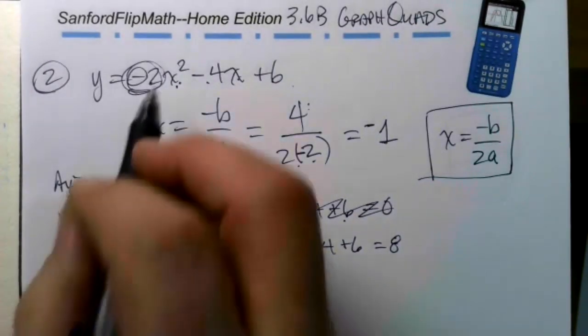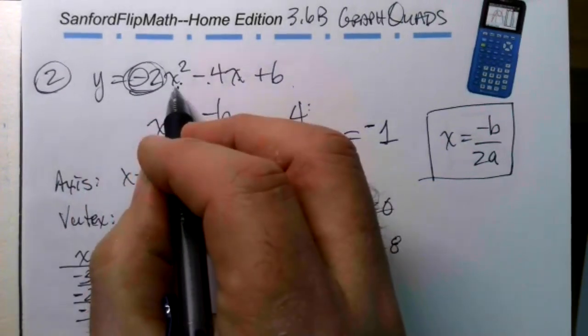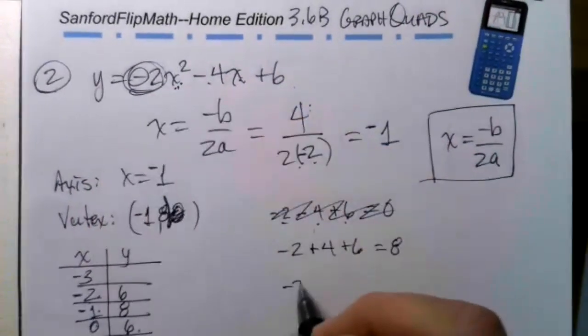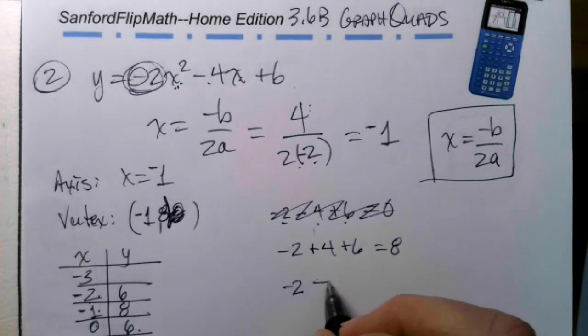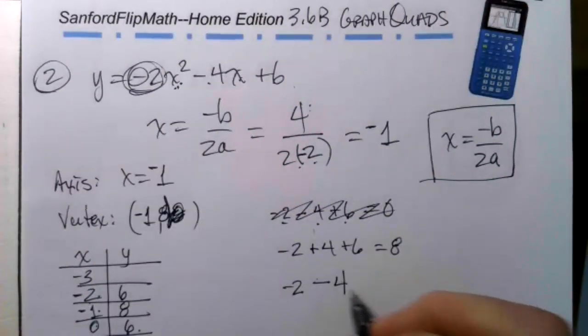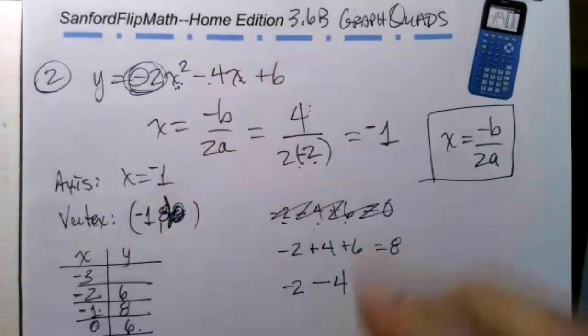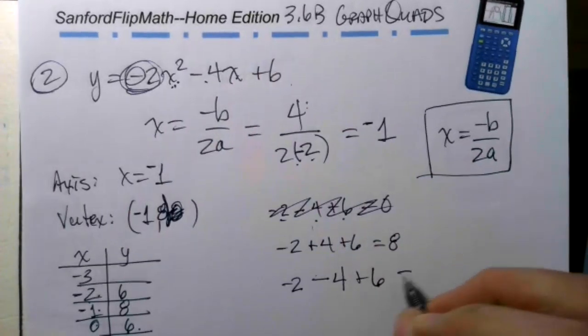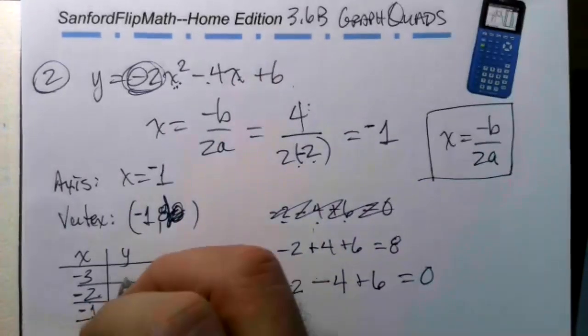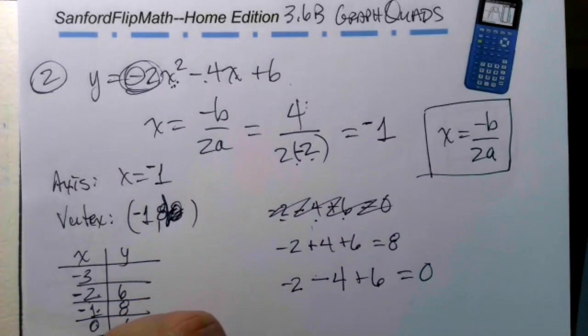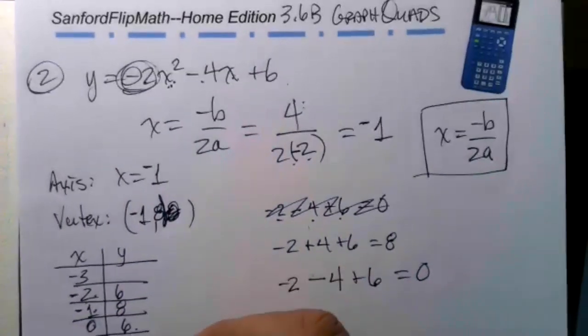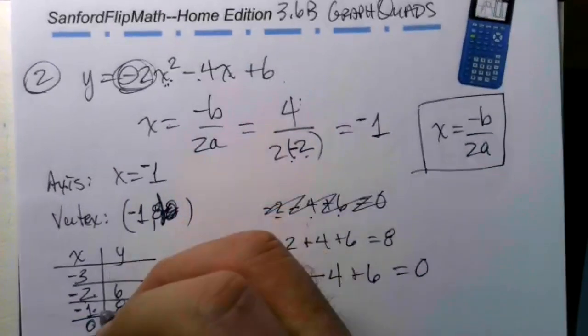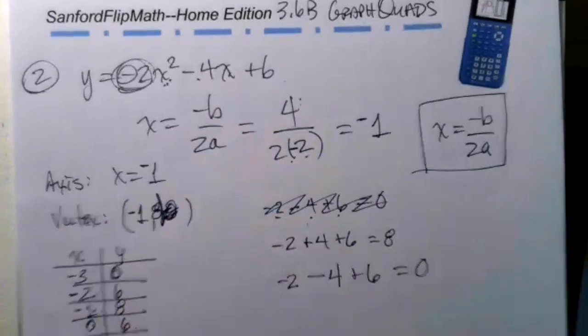Okay, so I'm going to put in 1. 1 squared is 1 times -2 minus 4 times 1. Oh, I know what this is. Plus 6. We just did this one, right? 0. So that's 0. And again, if I went 2 to the right, as these numbers get bigger for x, I get 0. If I go 2 to the left, this will also be 0.